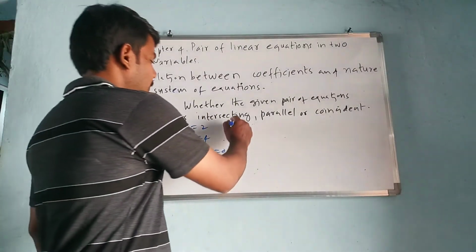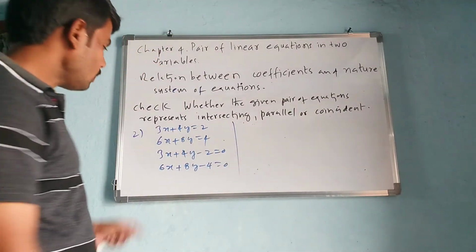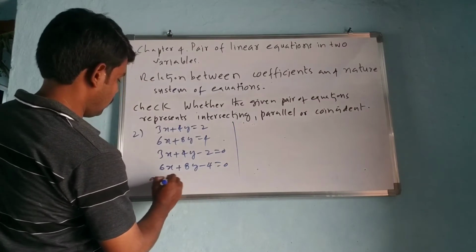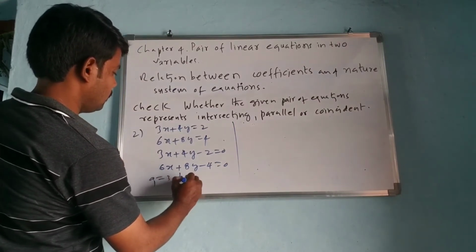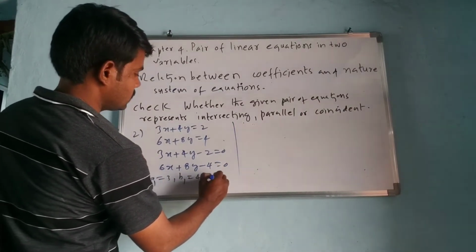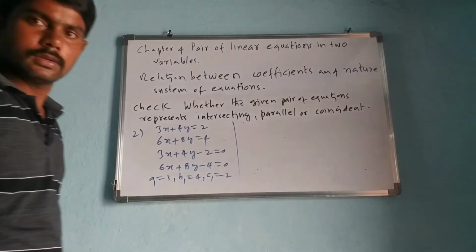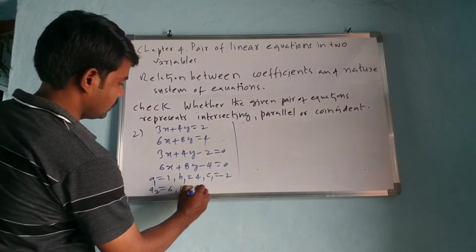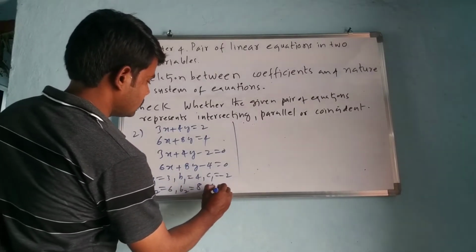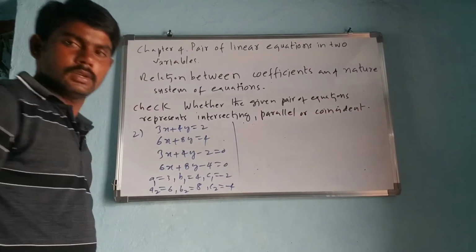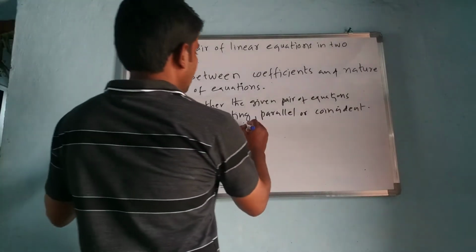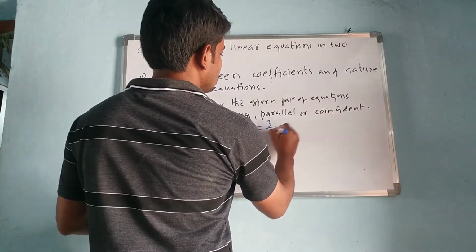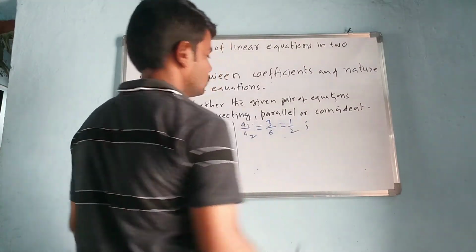Now find out the A1. A1 is clearly 3, B1 is 4 and C1 is minus 2. And A2 is 6 and B2 is 8 and C2 is minus 4. Now find out the A1 by A2. A1 by A2 is 3 by 6. 3 by 6 is nothing but 1 by 2.